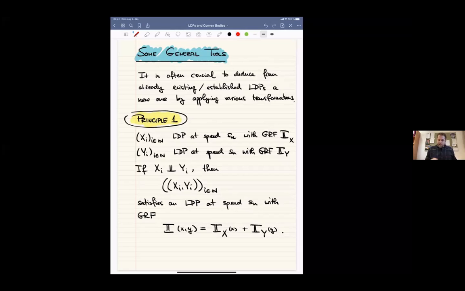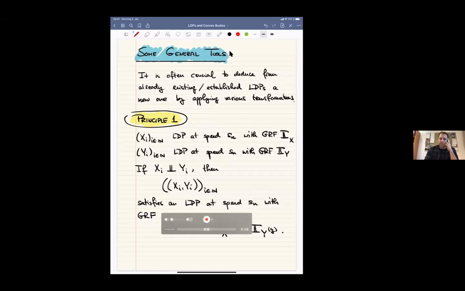Yeah, yesterday I couldn't really finish, so I'll pick up there today. I presented some key results from large deviations theory, and today I want to start with some general concepts that allow you to deduce large deviation principles from existing ones.